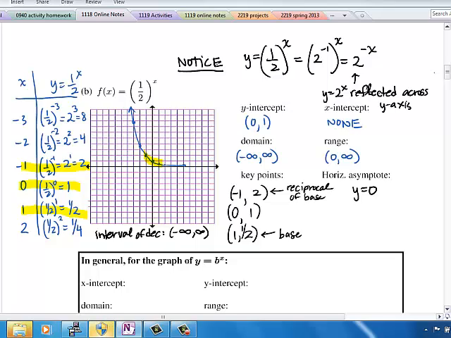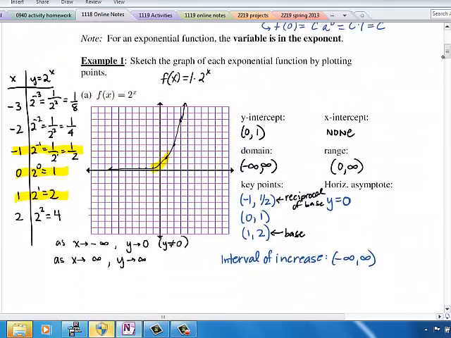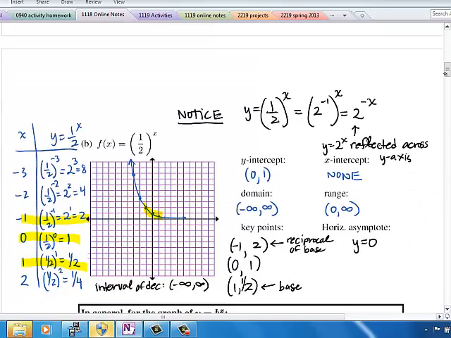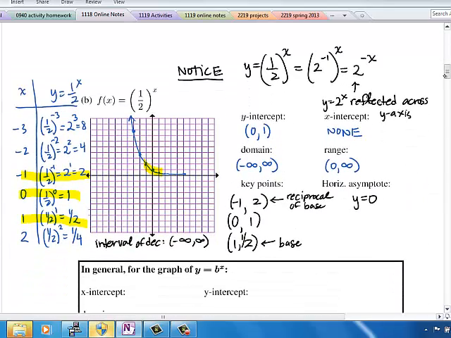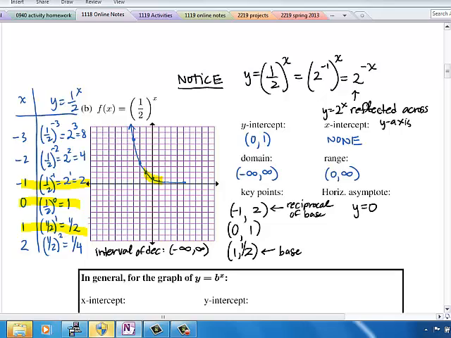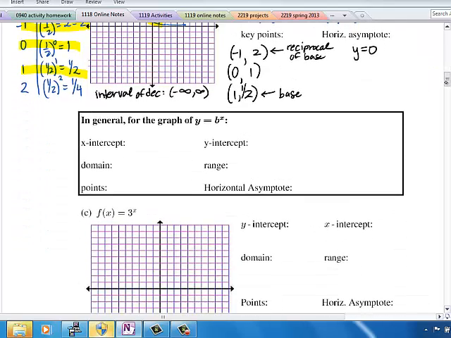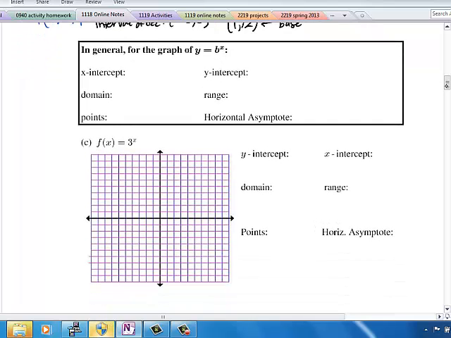So if you compare the graph that we just did with this graph, they're the same, but reflected over the y-axis, because we made the x's opposite. So let's write down some general ideas here.